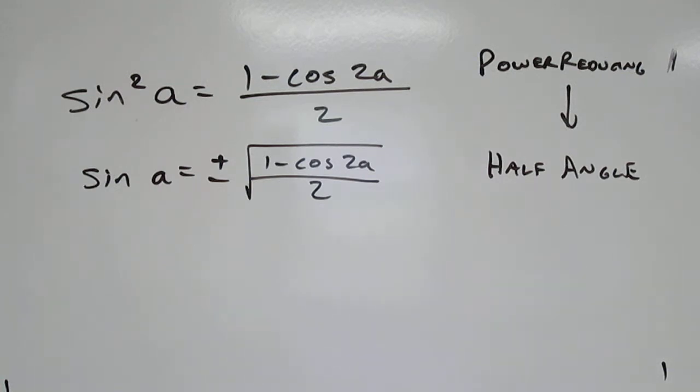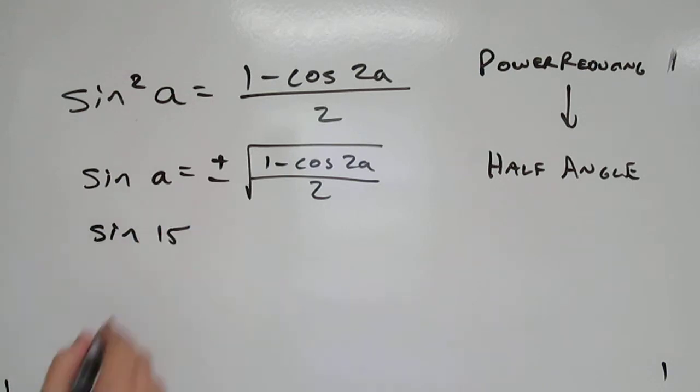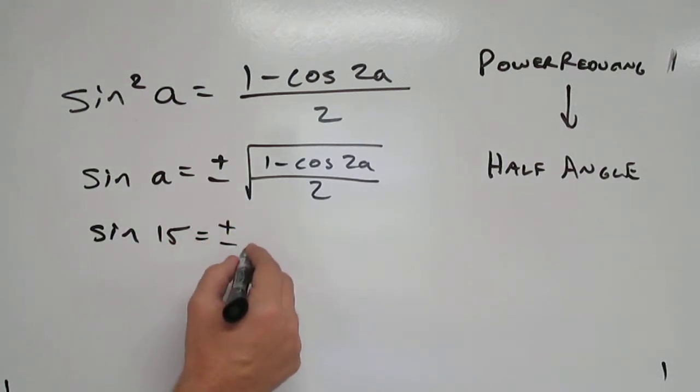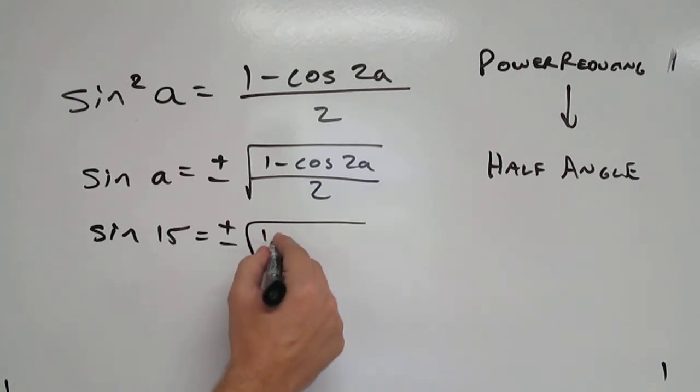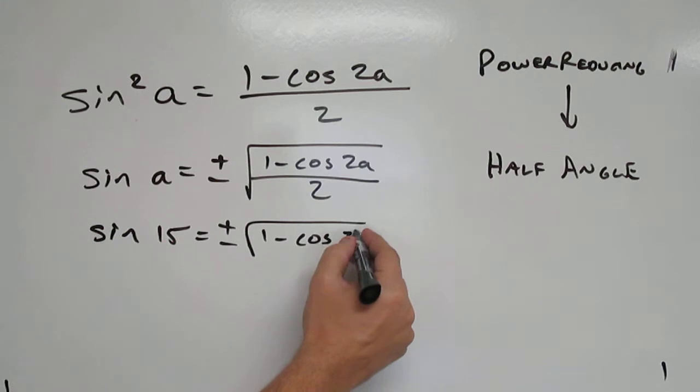So if I wanted you to tell me what is the sine of 15 degrees, remember earlier we might have chosen to do a difference identity to say cosine of 45 minus 30. Well, there's another way of doing it. I say it's either positive or negative square root of 1 minus the cosine of, hey, twice as big as 15 is 30. I know that.